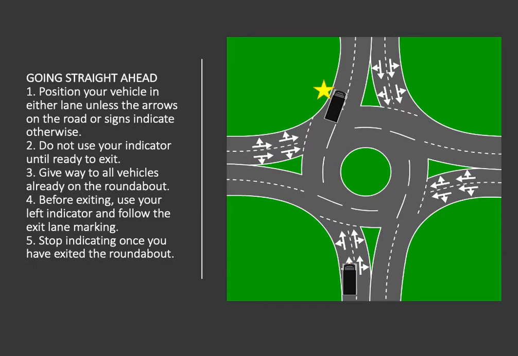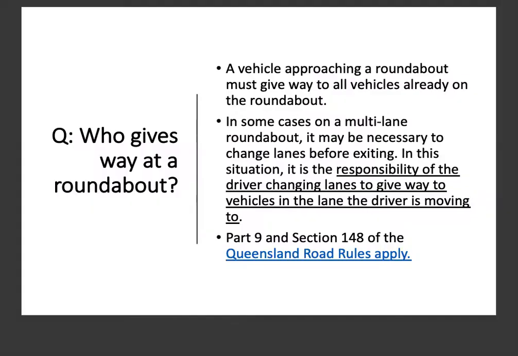Going straight ahead. 1. Position your vehicle in either lane unless the arrows on the road or signs indicate otherwise. 2. Do not use your indicator until ready to exit. 3. Give way to all vehicles already on the roundabout. 4. Before exiting, use your left indicator and follow the exit lane marking. 5. Stop indicating once you have exited the roundabout.